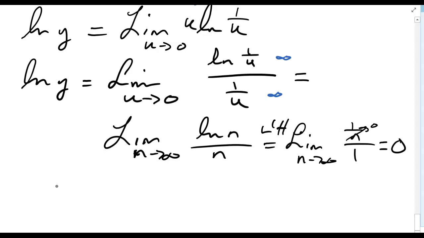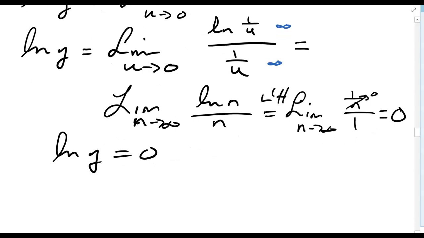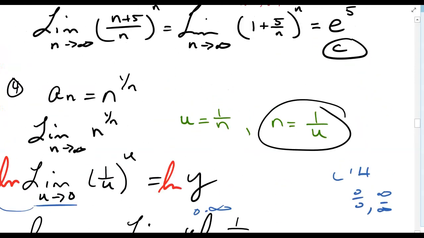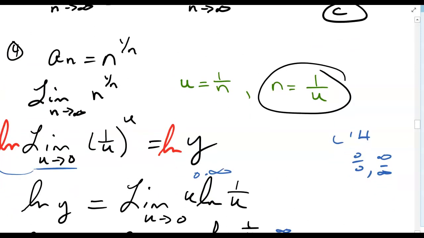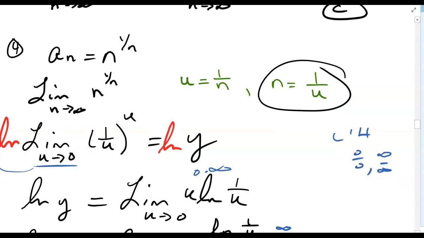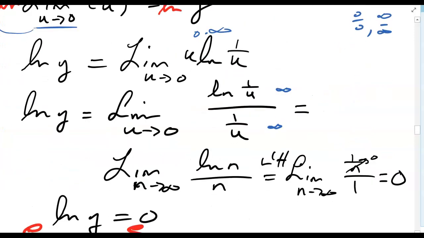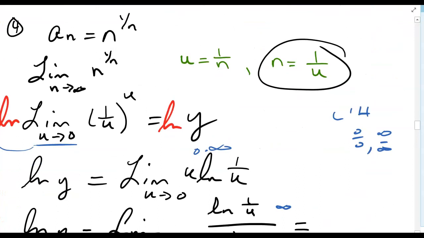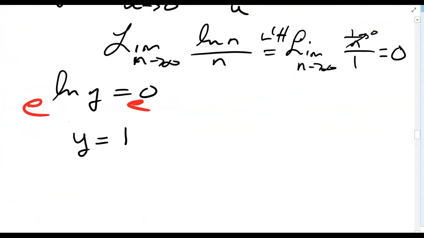But watch, what do I have now? I have ln y equals 0. How do I get rid of that? Take each side to the e, or powers of e. y equals 1. And what was y equal to? Oh, here it is, the limit, our original function. It's the limit of our original function. So the limit as n goes to infinity of n to the 1 over n.